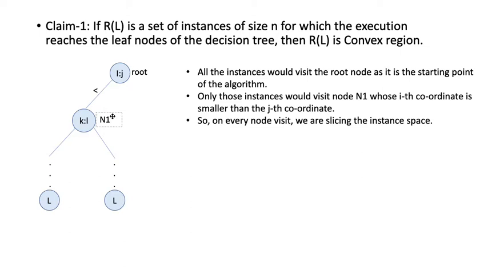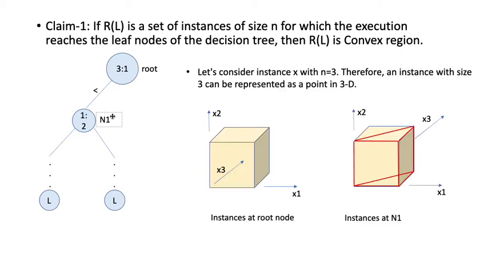We can discuss this in more detail with 3 dimensions. Let's consider an instance with n equal to 3, that is, the length of the instance is 3. It can be represented as a point in 3-dimensional space, right? All the instances with n equal to 3 can be represented as a unit cube in 3 dimensions. All these instances would arrive at the root node. Now, in order to reach here, what's the condition? x3 has to be less than x1, right?